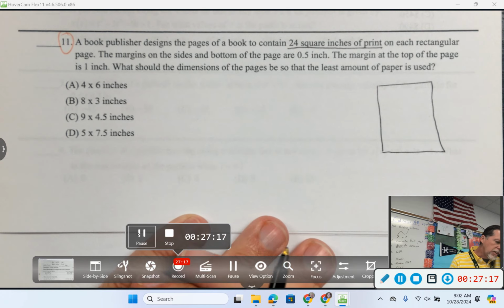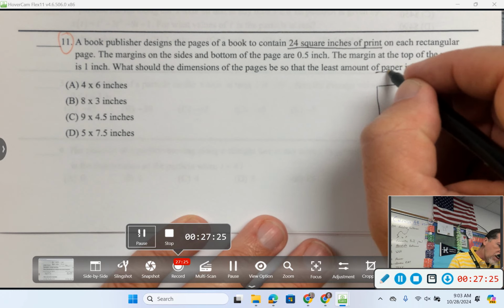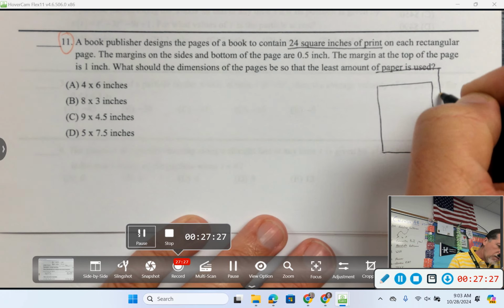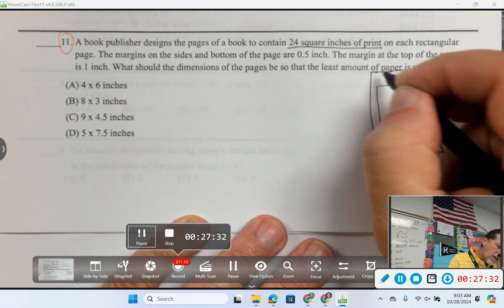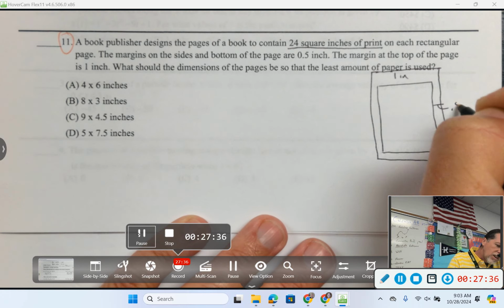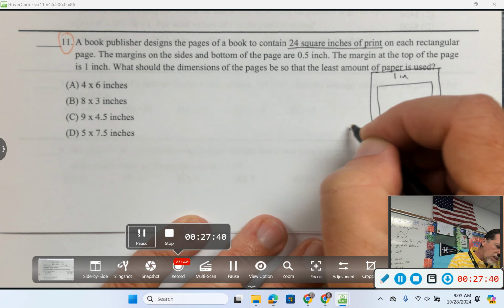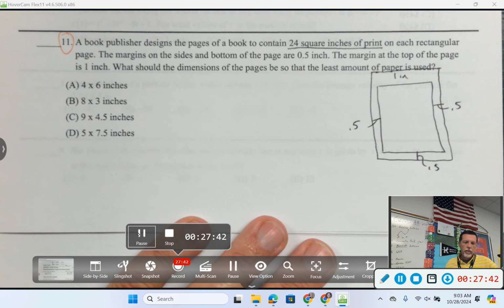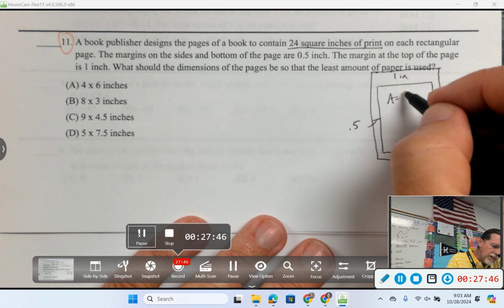The margins on the sides and bottom of the page are 0.5 inch. The margin at the top of the page is 1 inch. Try to draw this sort of to scale here. So the top margin is 1 inch. The sides and bottom margins are 0.5 inch. And the inside area, like the print area, is 24.